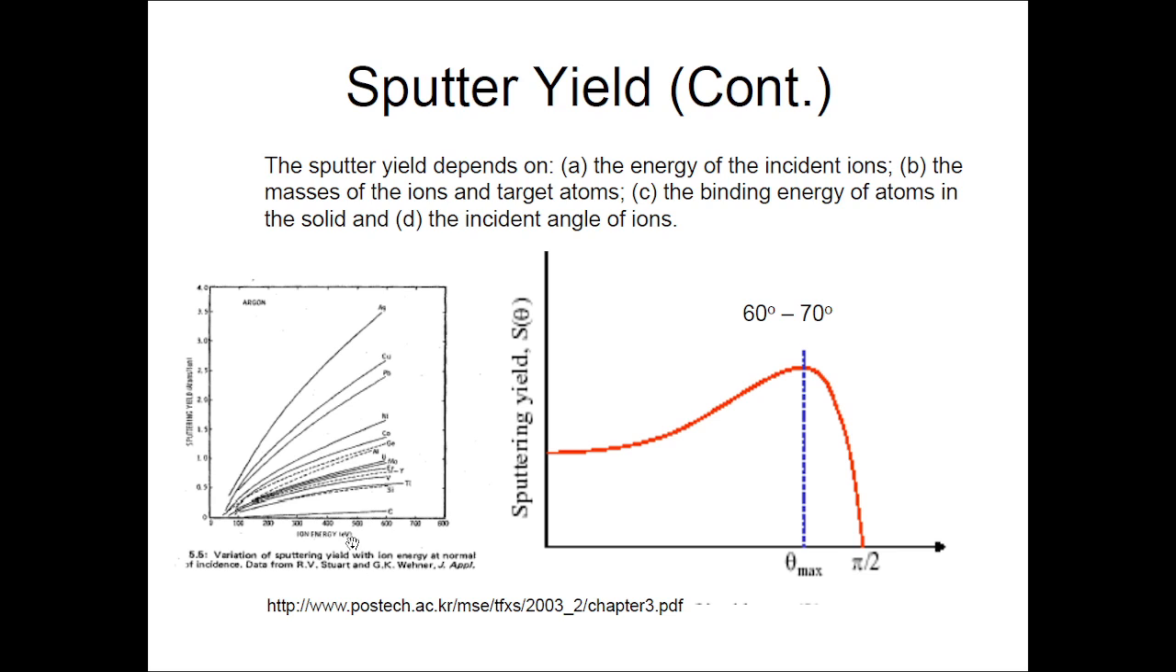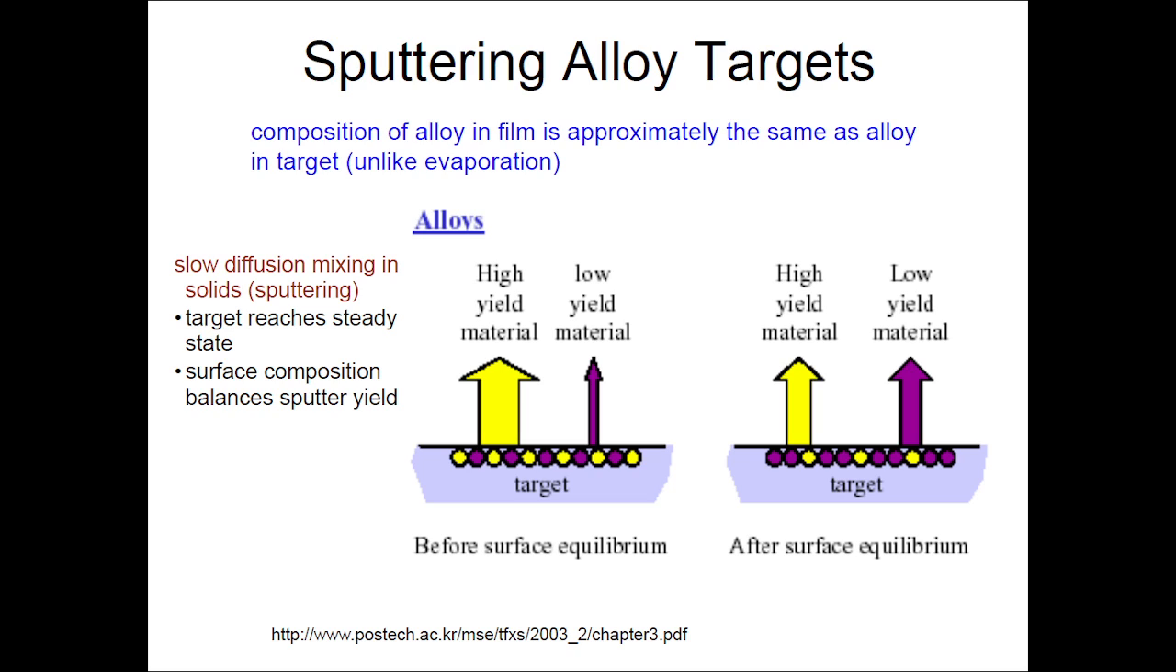Here you can see the variation of sputtering yield with ion energy at normal incidence in this figure. And for different incident angles the sputtering yield varies. Up to 60 to 70 degrees you can get a better sputtering yield. That is a proper good angle for getting the sputtered atoms.